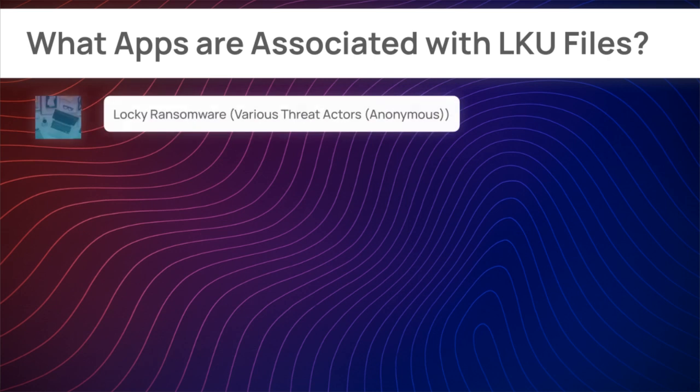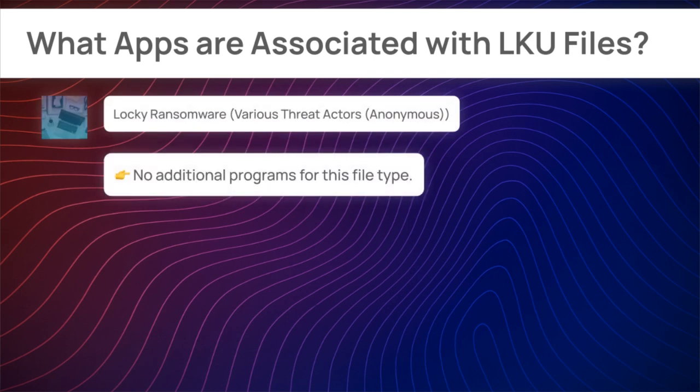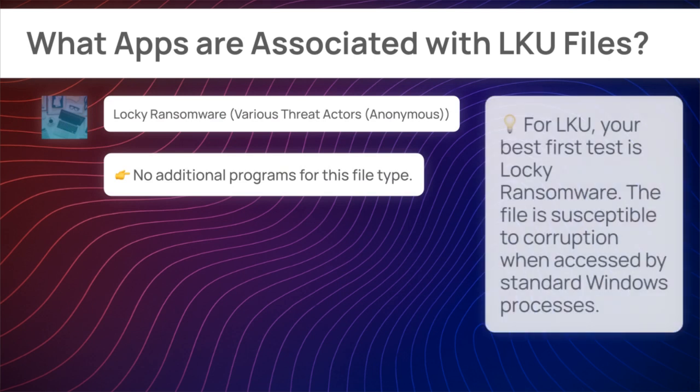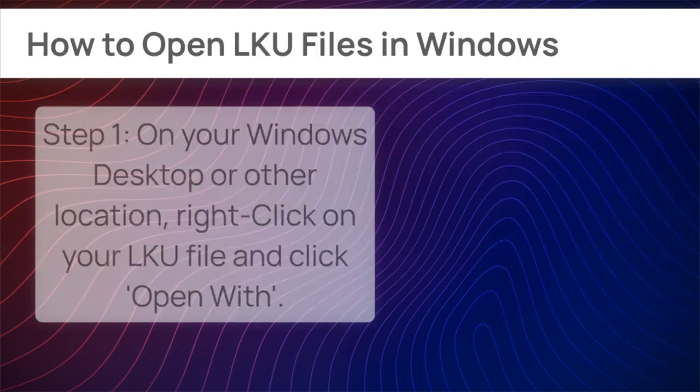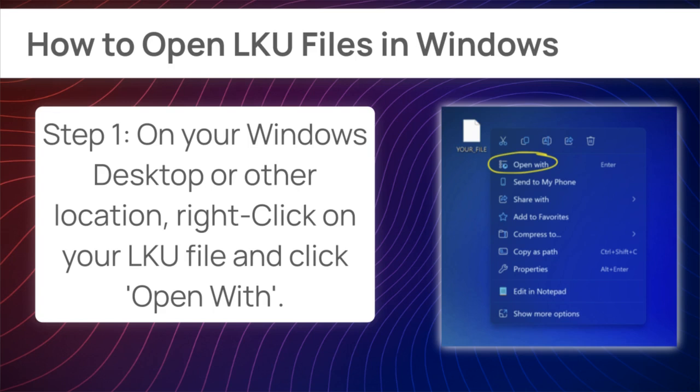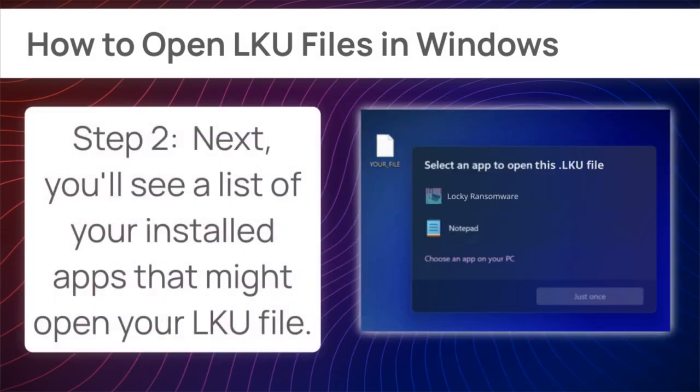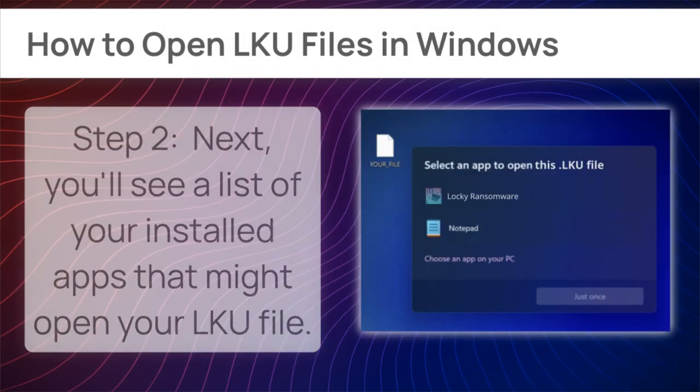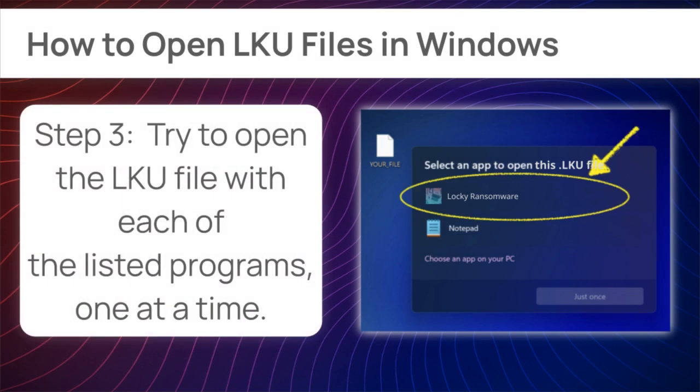For LKU, the most practical first step is using Locky Ransomware. The file's embedded scripts necessitate a sandboxed environment not offered by Windows. Windows cannot bypass encryption, so proper access requires supplying the correct key. To open this specific LKU file, right-click your file and select Open With. If Locky Ransomware is available, use that first. If it's missing, choose another program. Don't worry if it takes a few tries.